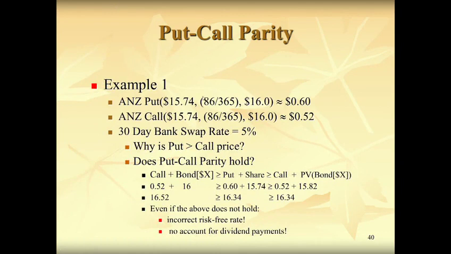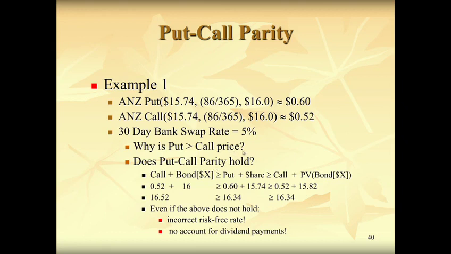So here I have a put and a call, 60 cents, 52 cents. So why is the put greater than the call? Quickly, why is a put worth more than a call? Which one is in the money? Put is in the money, right? So therefore, it has to be worth more than a call. Remember, it's always intrinsic value plus time value. So if it's in the money, you have both. If it's out of the money, all you have is time value, right? So therefore put value is greater than call.